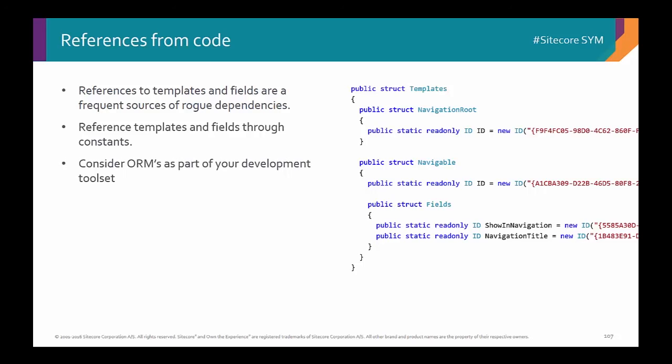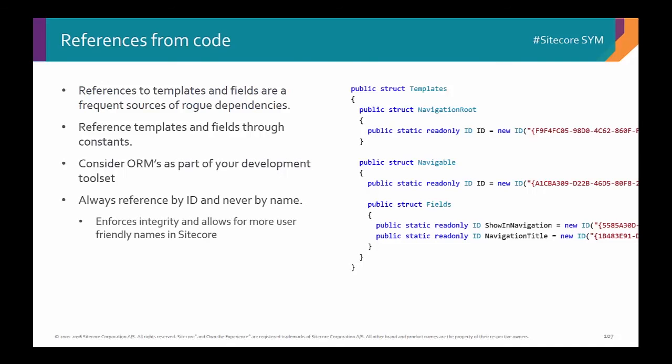Again, I mentioned before, consider using an object relation mapper like GlassMapper or something like that in your development toolset. Some people like it, some people don't. Also, always reference templates and fields by ID and never by name. It's just a very good practice because you might want to change that name. Again, your componentization is never flawless. Why should your template structure be flawless?